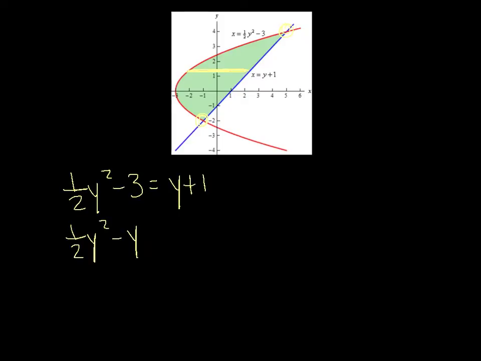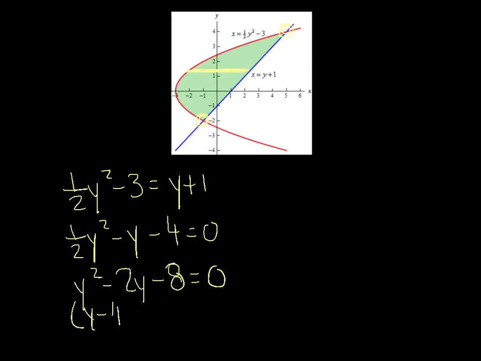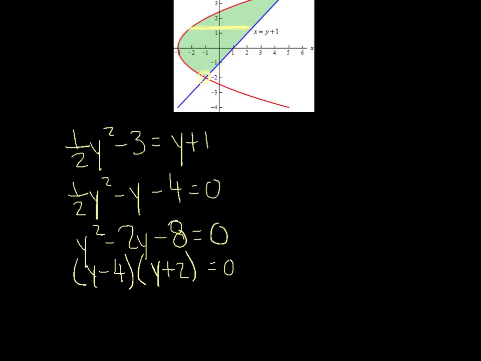So we got minus y minus 4 equals 0. What I'm going to do is multiply each and every term by 2 to try to kill that coefficient of 1/2. It factors really nicely: (y minus 4)(y plus 2). And as I tee this up, we've got y equals 4 and y equals -2.